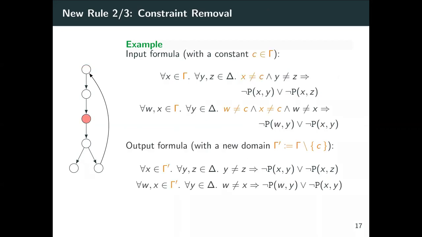Now, the next step is constraint removal. After we introduce this new constant and potentially perform many other transformations on this formula, we might end up in a situation where whenever we have a variable associated with this constant, we always have the restriction that it's not equal to c. In this case, we can introduce a new domain, which is essentially interpreted as this domain gamma minus the constant c. And then we can replace the domain gamma with this new domain gamma prime and remove the inequality constraints.